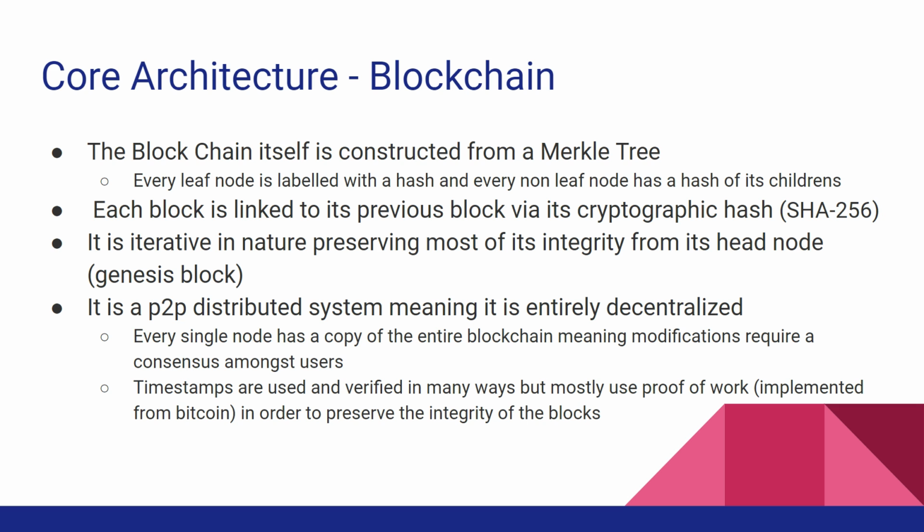Okay, so the core architecture of a blockchain. So how does it look? The blockchain itself is constructed from a Merkle tree. Every leaf node is labeled with a hash, and every non-leaf node has a hash of its children, so it's also known as a binary hash tree. Just to make it clear, blockchain doesn't necessarily have to do with cryptocurrency or Bitcoin, but I'm going to use Bitcoin as an example here.